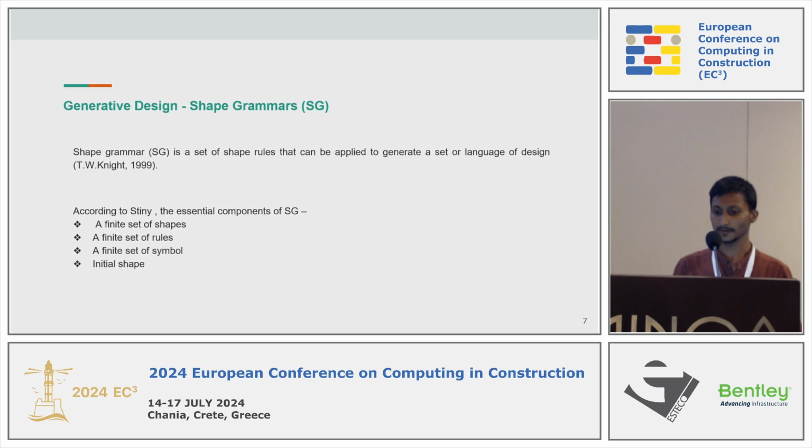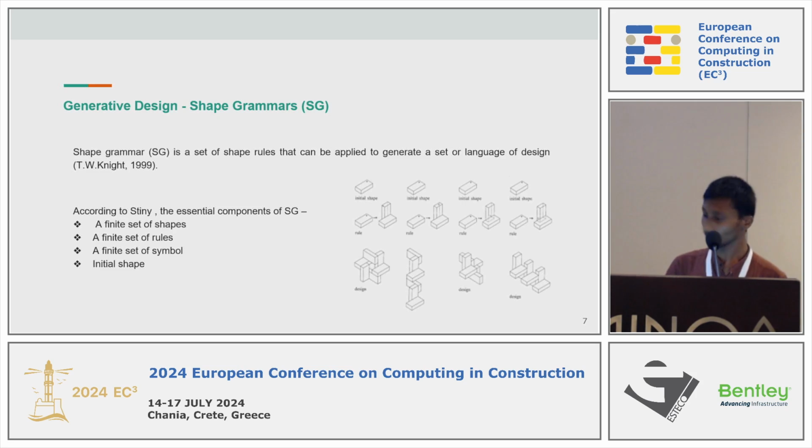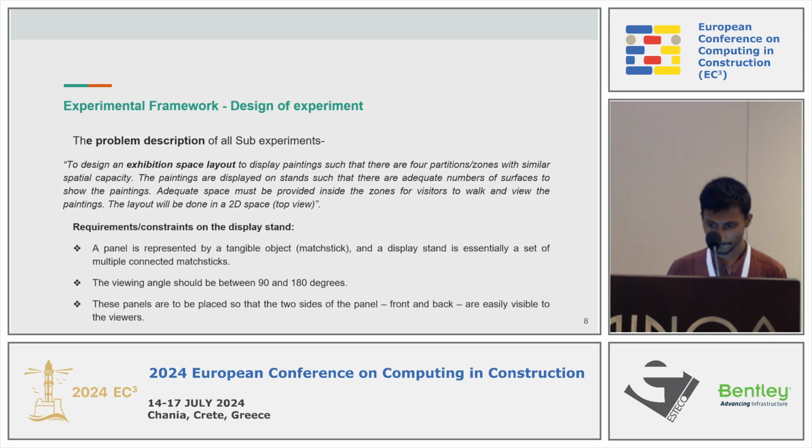How it happens is there is a set of shape rules that can be applied to generate a language of design. You see there is an initial shape, then based on the marker, we have kept it easy here in the diagram. It is a finite set of symbols based on which the rules are applied, and we get the final design exploration of the solution by applying the rules to these initial shapes.